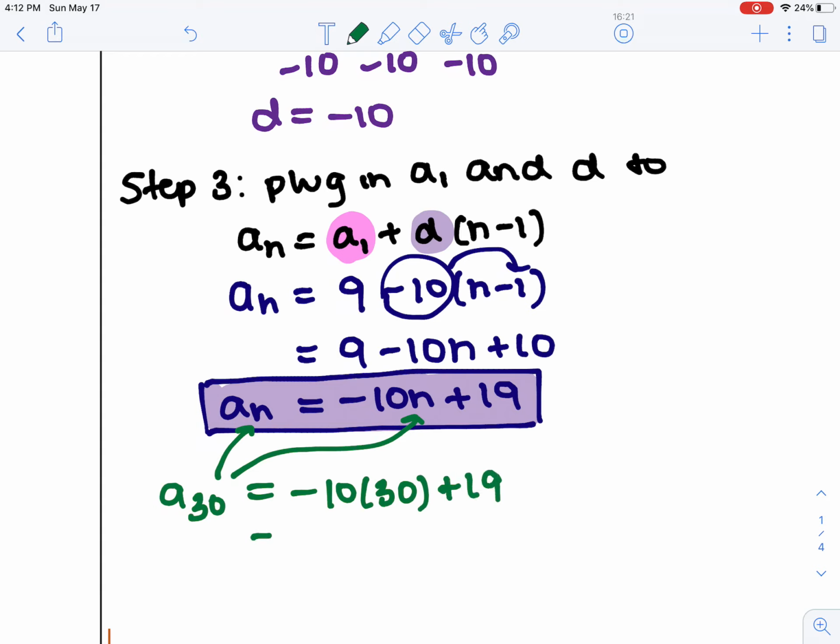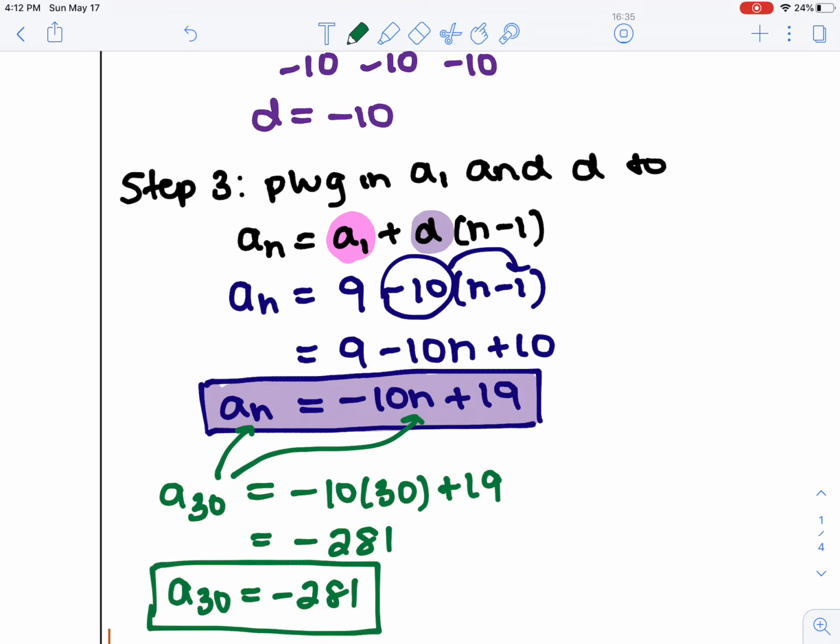So we get, I believe, negative 281. So we find that a sub 30 is equal to negative 281. And again, we've answered both parts of example 4, right? We found our a sub n, our explicit formula here, and then we used that to calculate a sub 30.